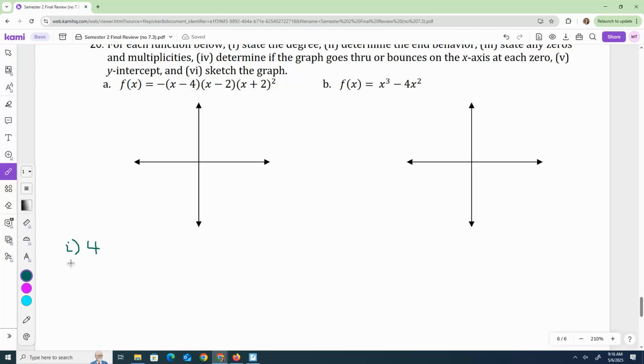All right, in behavior, remember, we just drew arrows. If it was an even power, it looked like a parabola. If it was an odd power, it looked like a chair. So even power is like a parabola, but what would the negative in front do? Flip it. So this one is both ends pointing down.